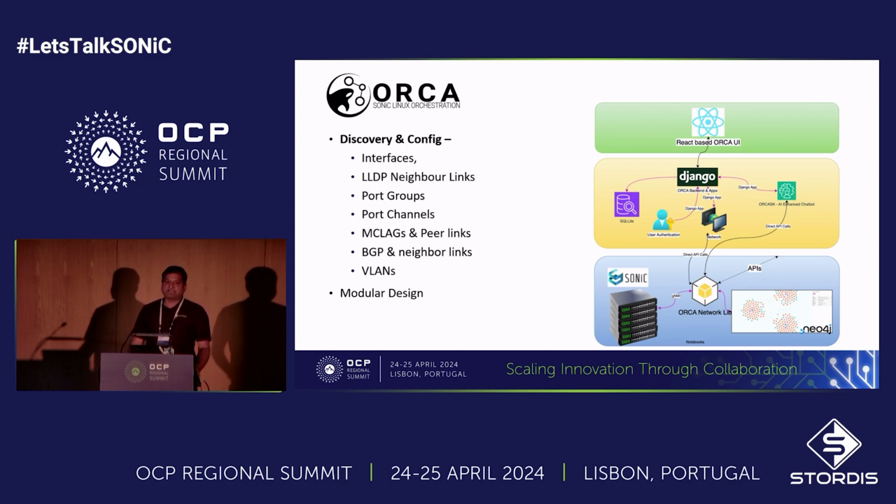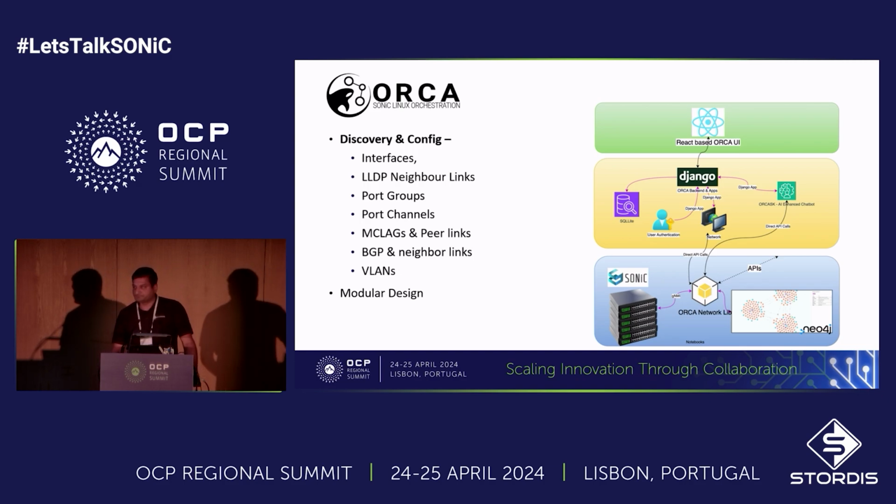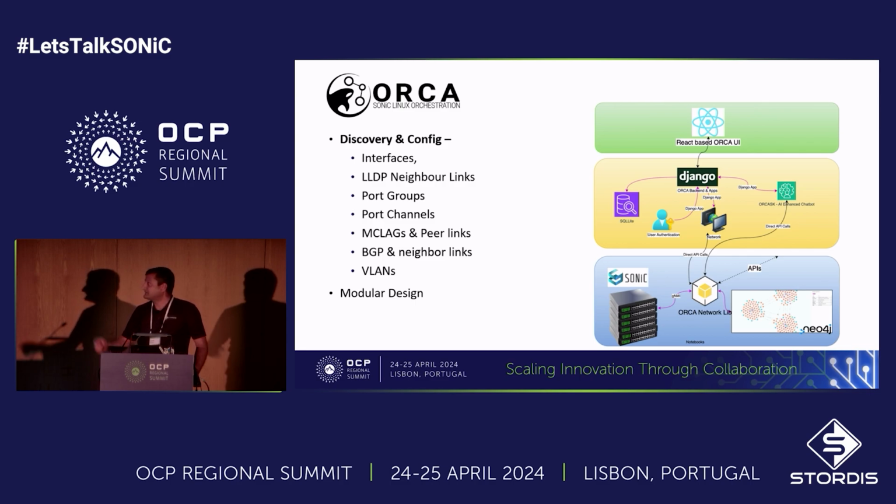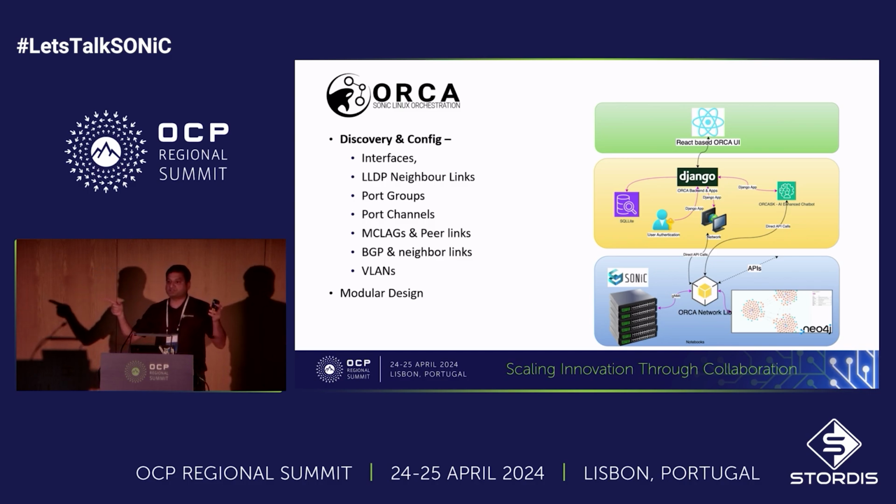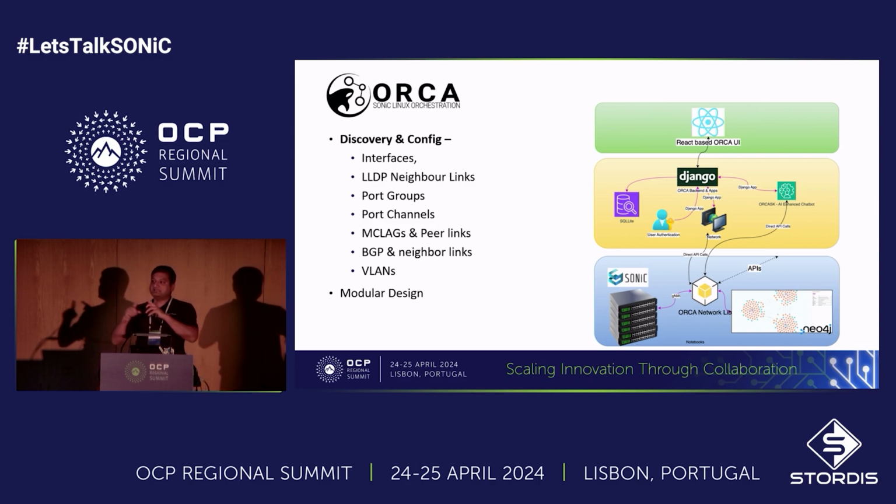Further, what ORCA is capable of doing as of today: it can discover and configure several networking features in your device. It can discover interfaces. It can discover LLDP links. It can configure port groups and discover them as well, port channels, MCLAG, with the links as well. Also, BGP with its neighborhood relationship. That relationship you will see in the Neo4j graph database that's being created. We can have a look into the Neo4j database as well in a moment. Of course, VLAN discovery and configuration is also possible.